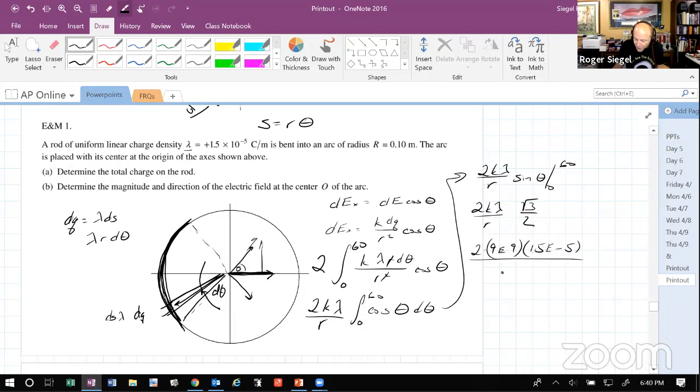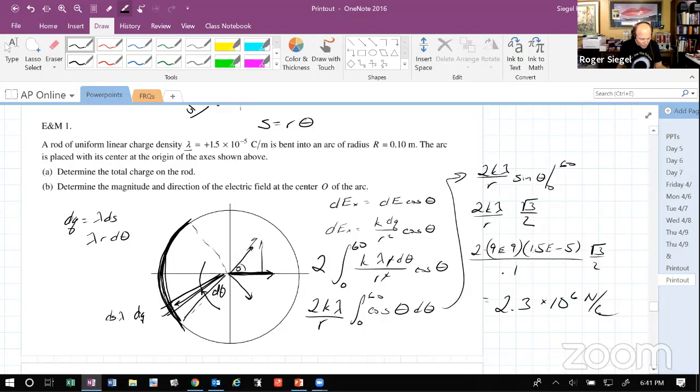We have our radius, which is 0.1 times the square root of 3 over 2. And so when I'm all done, I get 2.3 times 10 to the 6 newtons per coulomb. All right, that's a fun one.